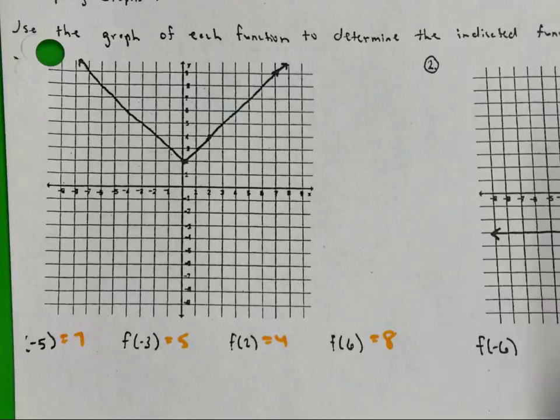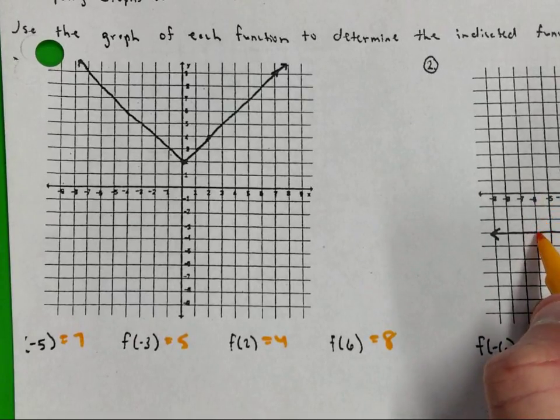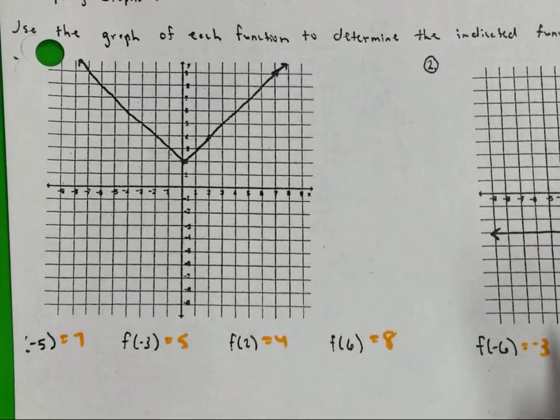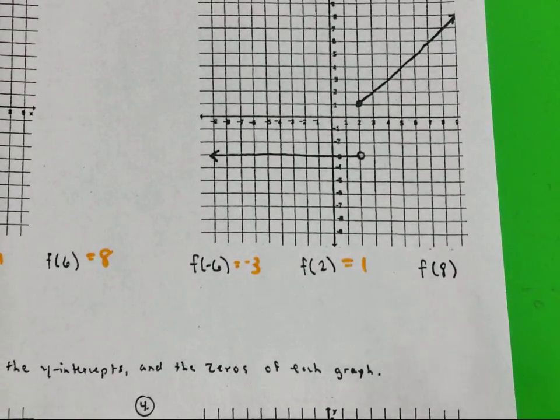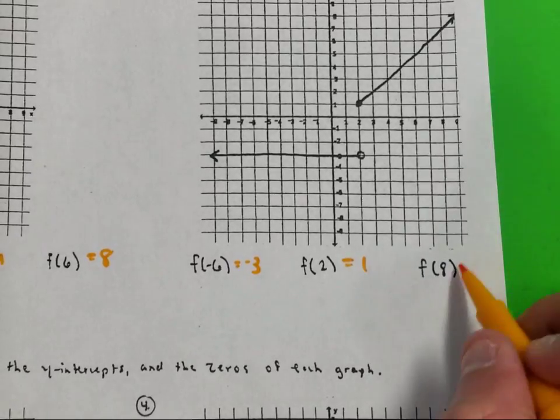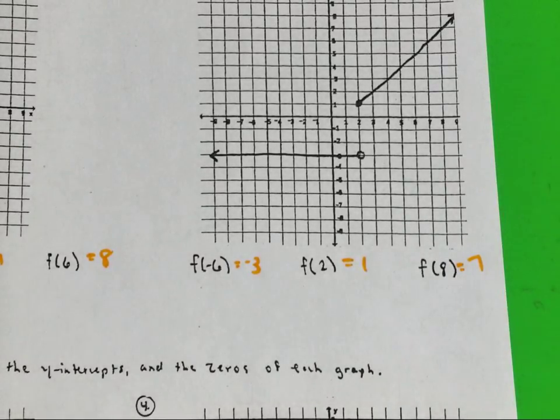Now, over here, F of negative 6. What would that be? Negative 3. F of 2, would you choose 1 or would you choose negative 3? Because it's a closed dot. Oh, because that's a closed dot there, correct. And then F of 8 is what? 7, okay.